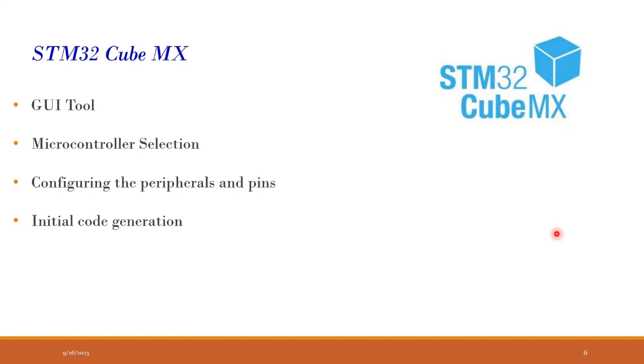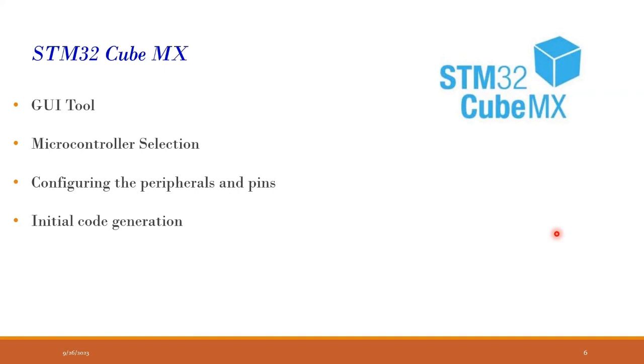Once we select the microcontroller, we configure the peripherals, the clock and other things. After we have configured it, we generate the initialization C code, and so it saves our time. We don't need to manually write all the initialization C code. It will be generated automatically by this CubeMX software.